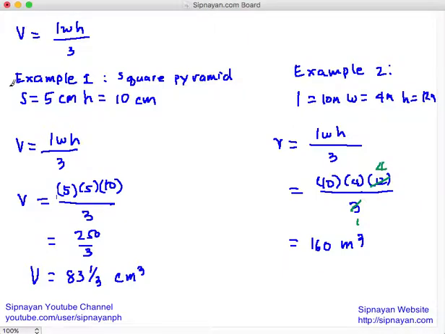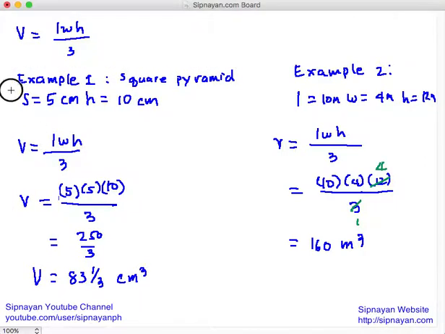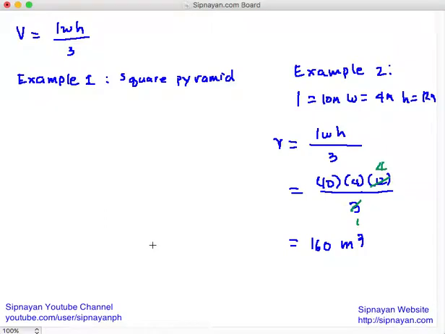Okay, so for another example, for example 3, we have a square pyramid pa rin, pero ang given na natin ay volume. So volume, for example, is 72, tapos ang height natin ay 8. So what is the base? What is the side?